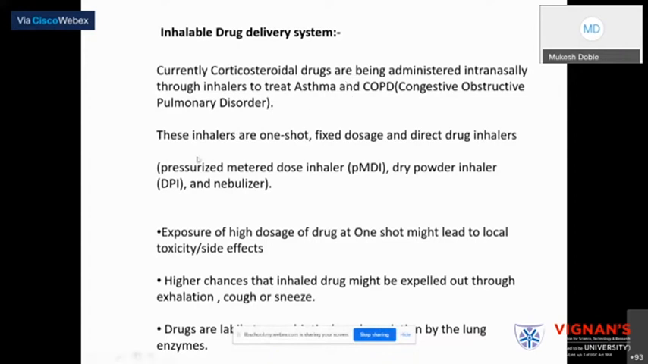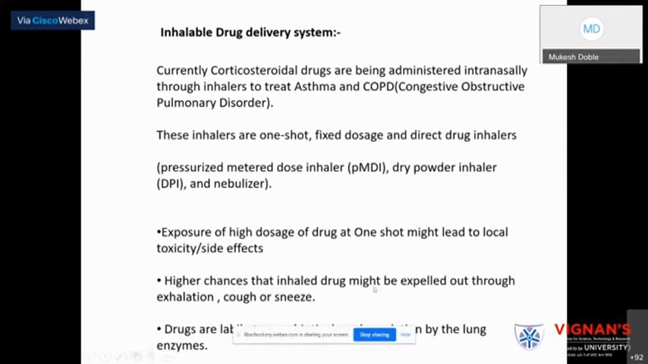Inhaled drugs are given as one-shot, fixed-dosage, direct drug inhalers. They are given as pressurized metered-dose inhalers, then as dry powder inhalers and nebulizers. The issues of inhalable drug discovery are a somewhat serious problem because of exposure to a high dosage of drug when the drug is given as one shot. It may lead to local toxicity. For example, if you have a very strong drug concentration reaching the pulmonary region, there could be some local inflammatory issues.